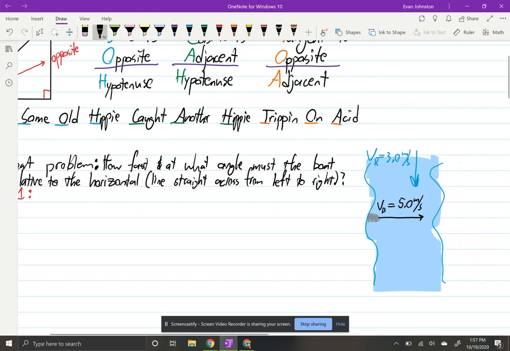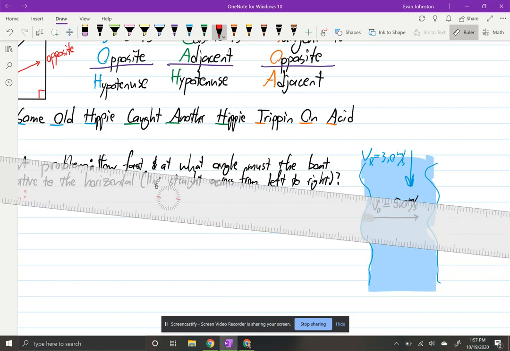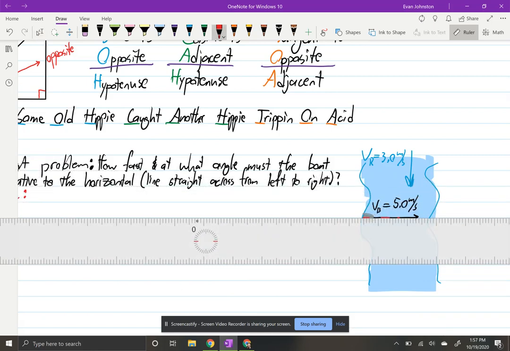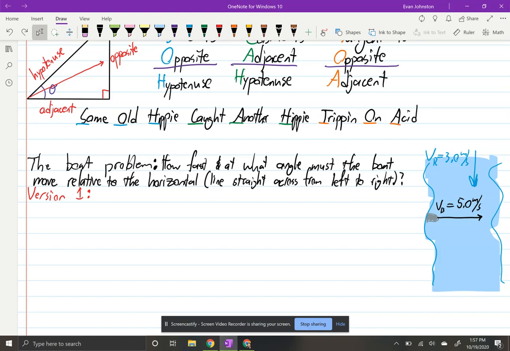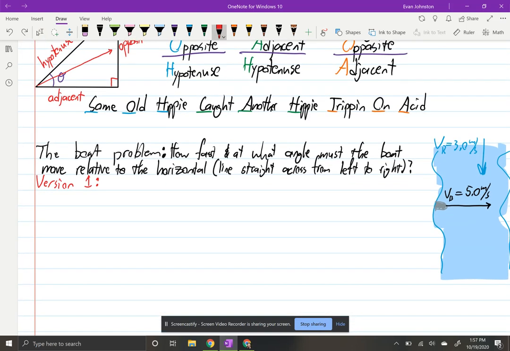So, for instance, if I drew a horizontal where my boat is, it would essentially be on my line here. I could even take my ruler and say, well, here would be my horizontal. So our question here is, how fast and at what angle must the boat move? That's it. Now, in version 1, we're going to say the boat originally aims straight across. That's what we've already drawn.